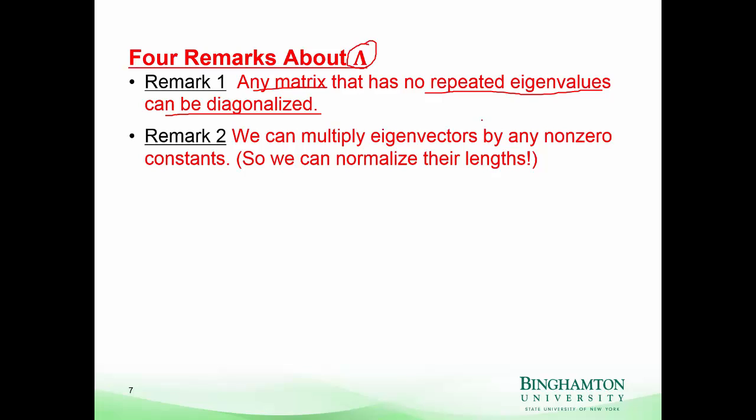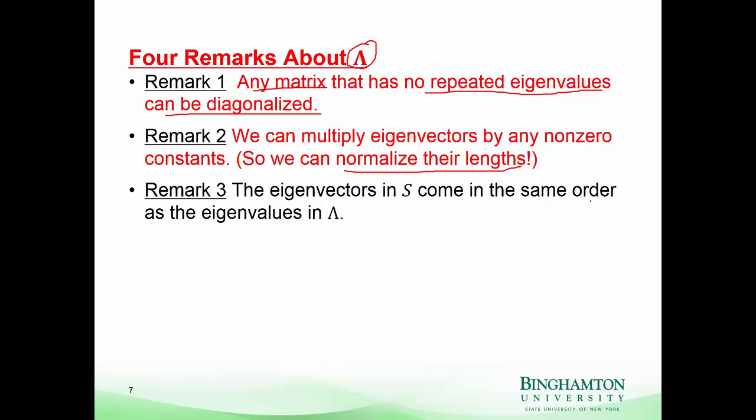We can multiply eigenvectors by any non-zero constants. So we've talked about that already, and that means that eigenvectors do not have a unique length, so we can make them be any length that we want. And so we often find it useful to normalize their length so that they are unit length. It just makes it easier to work with.